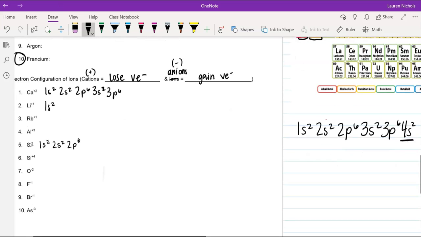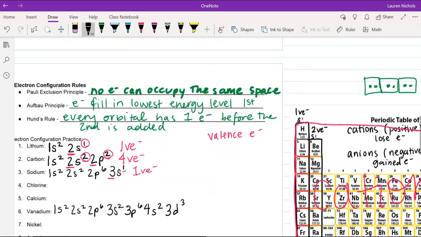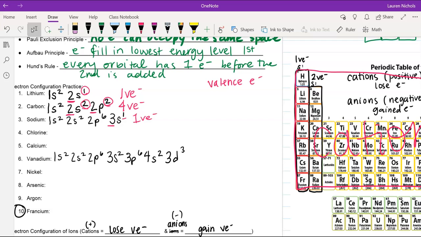So hopefully this has been a good review of electron configuration for you. And the key thing with electron configuration, guys, is practice, practice, practice. Always practice, and then practice a little bit more. Good luck.